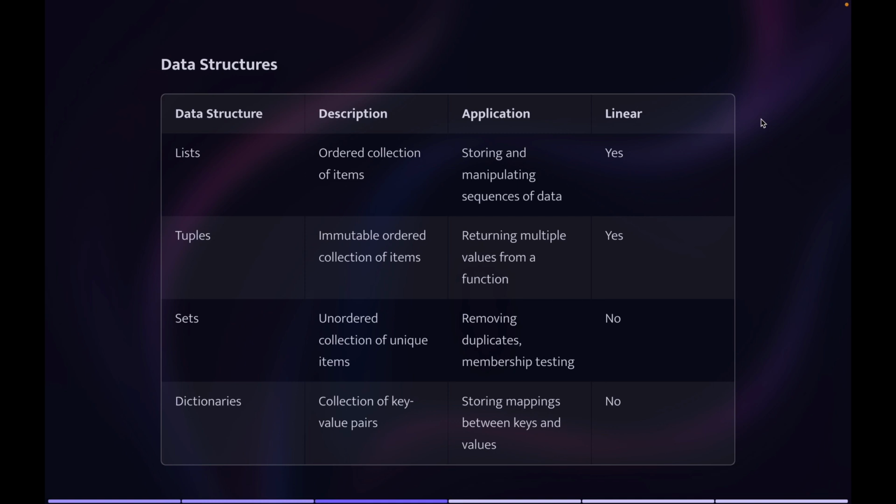Then moving on to sets. Sets are unordered collection of unique elements. They are useful for tasks that require unique values or set operations like union, intersection, and difference, etc. Then dictionaries. Dictionaries are collection of key value pairs where each key is associated with a value. They provide efficient lookup and storage of data and are commonly used for mapping and indexing. And these two are non-linear data structures.